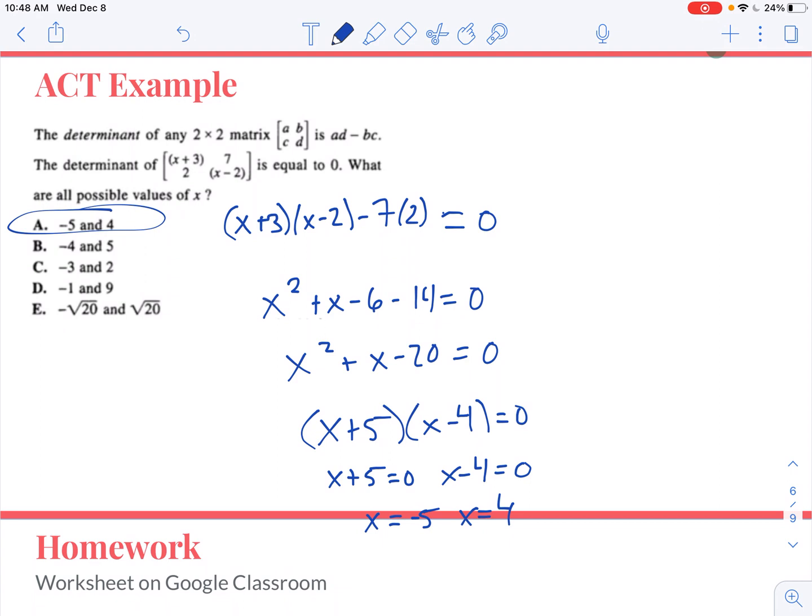But if you want to move on to math, if you want to go on to engineering, especially like electrical engineering, computer engineering, you're going to be working a lot with matrices. So knowing how to figure out your determinants is a huge part of those futures.